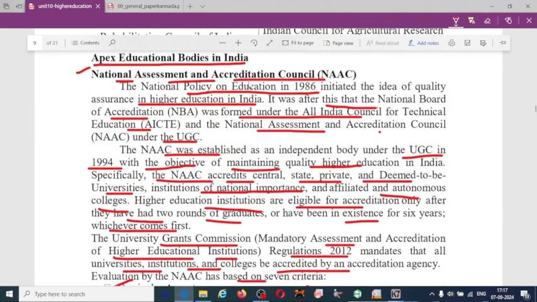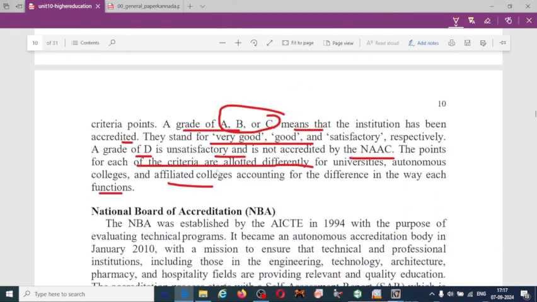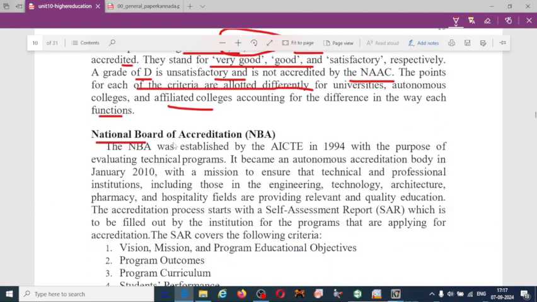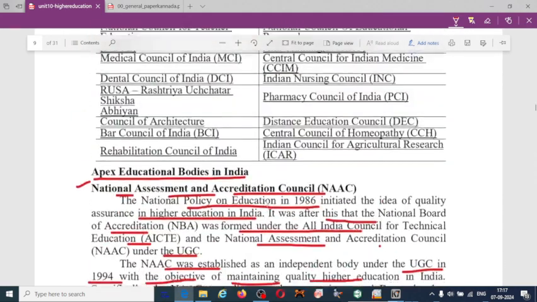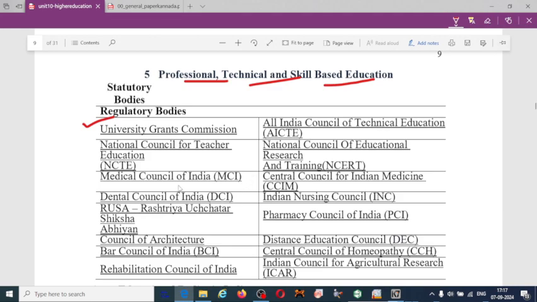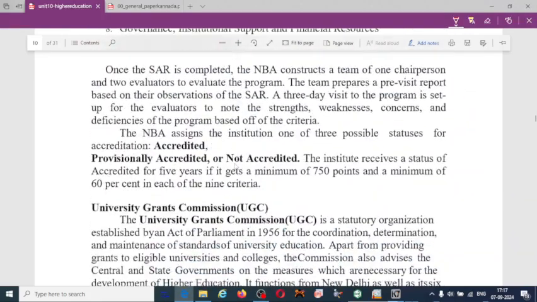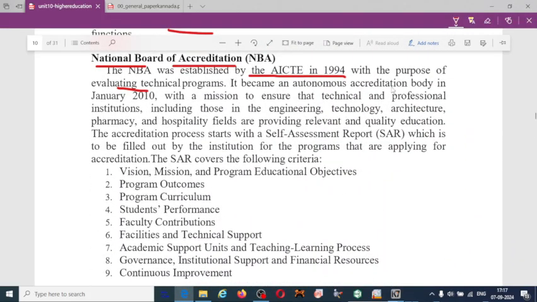First was established NAAC according to the National Policy of Education. Next, the National Board of Accreditation, NBA, which was established by AICTE in 1994 with the purpose of evaluating technical programs. All the abbreviations you should remember, in the exam they may ask abbreviations of all these regulatory bodies.